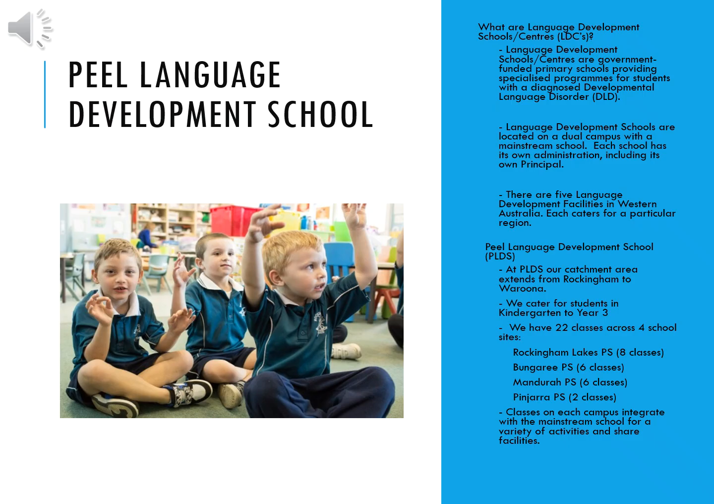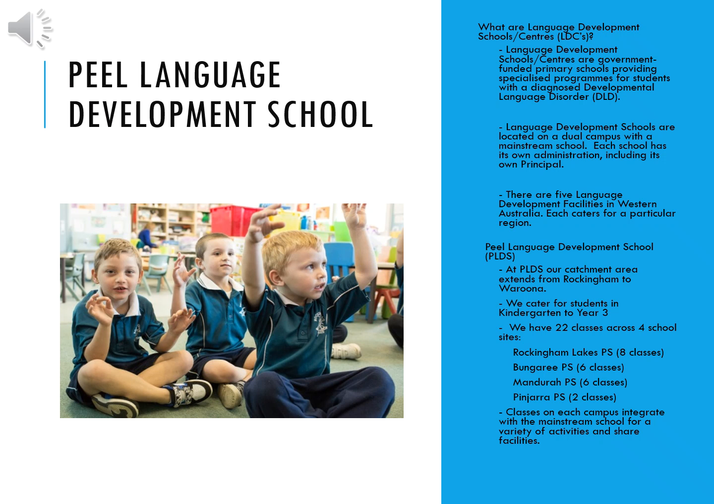Just to summarise, language development schools or centres are government-funded primary schools providing specialised programs for students with a diagnosed developmental language disorder, or DLD. Language development schools are located on a dual campus with a mainstream school. Each school has its own administration, including its own principal. There are 5 language development facilities in Western Australia. Each caters for a particular region.